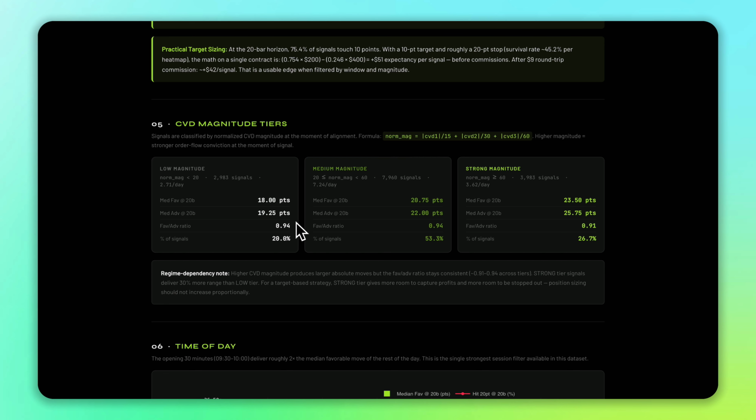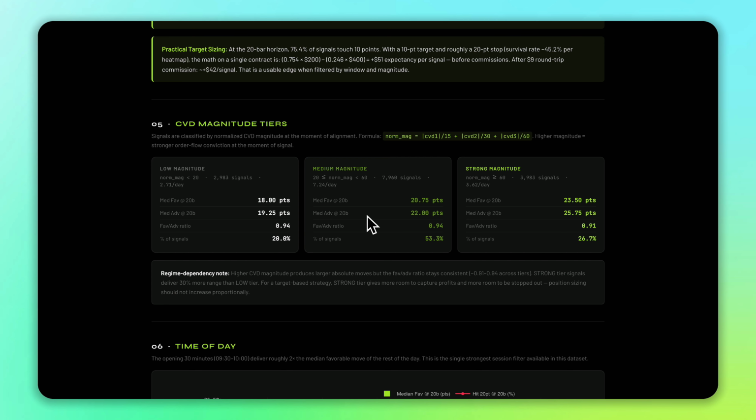And, I guess no surprise, the stronger the signal, so stronger magnitude, the more points that it moves in your favor. And so that's just an interesting tell where you got 20%, which are going to be low magnitude signals, probably happening during lunch. And then you got 26%, which is your strong signals. You get the most move. This is probably happening in the morning. And these happen about 3 to 4 times a day.